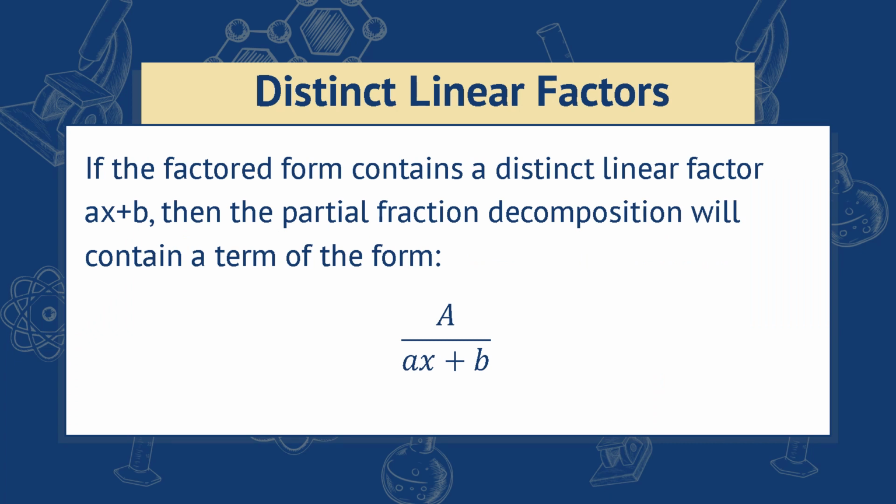Distinct linear factors. If the factored form contains a distinct linear factor, ax plus b, then the partial fraction decomposition will contain a term of the form A divided by ax plus b. So this case says that for each linear factor ax plus b that you have, that will determine how many terms of the form A divided by ax plus b of the simpler fractions you will have. If you're wondering how this works, let me show you an example.